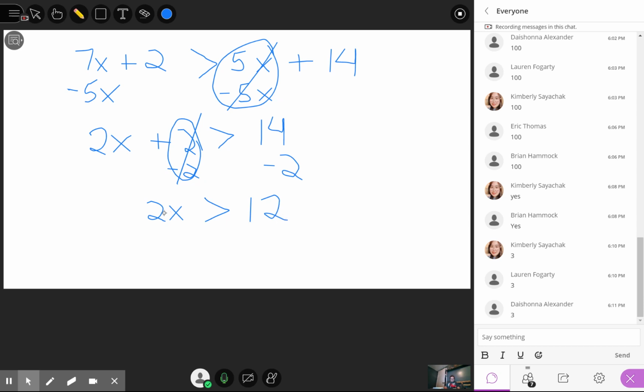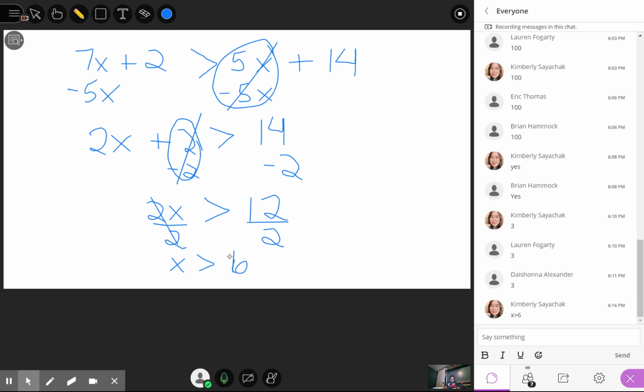And then we have 2 times x on the left, so we'll divide both sides by 2. To undo that times, the 2's cancel to 1, so we're left with x is greater than 12 divided by 2, or in other words, 6.